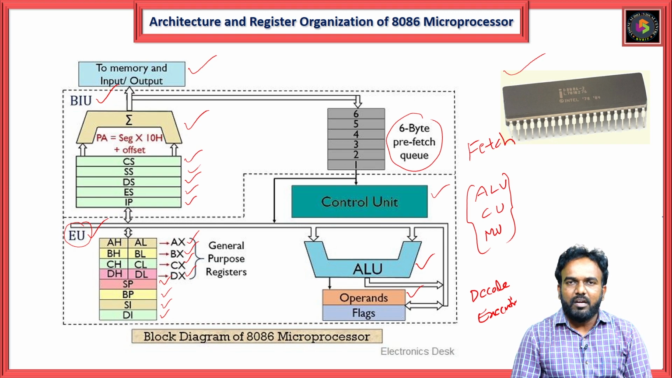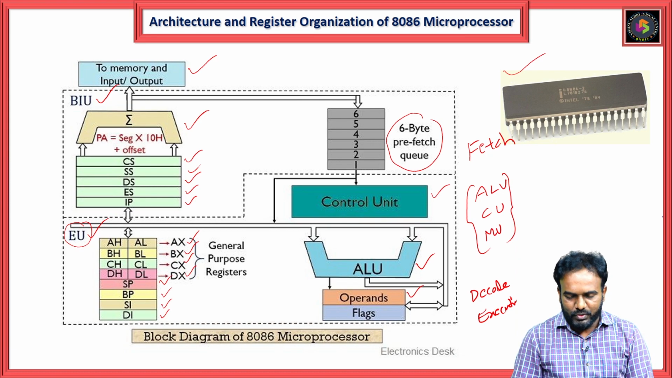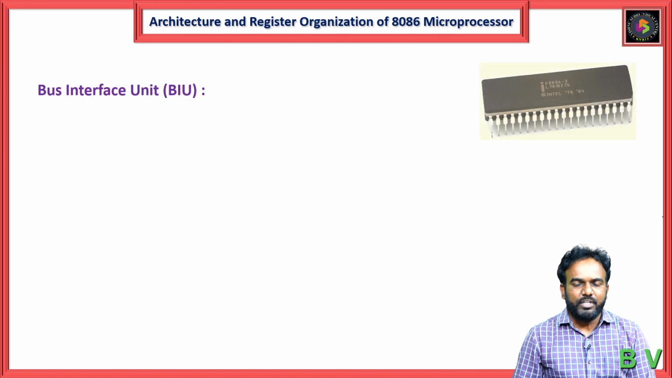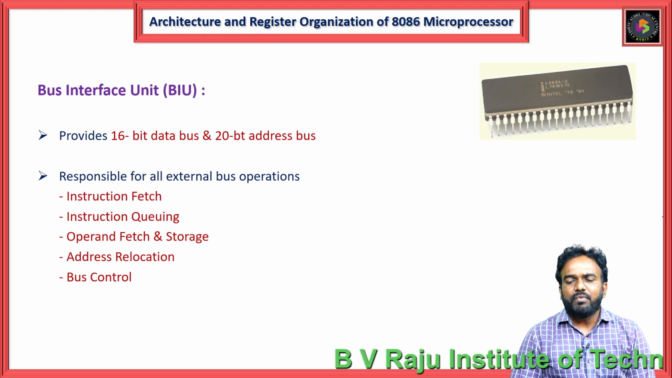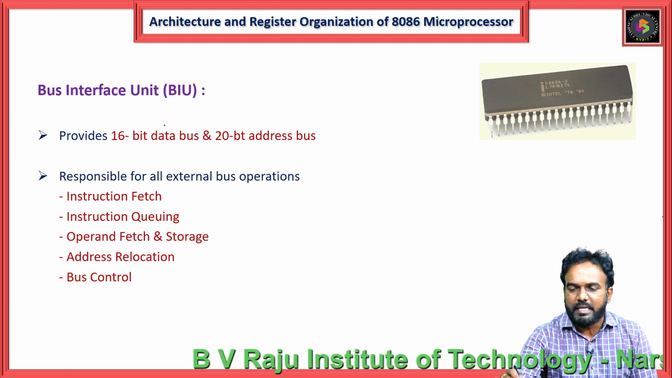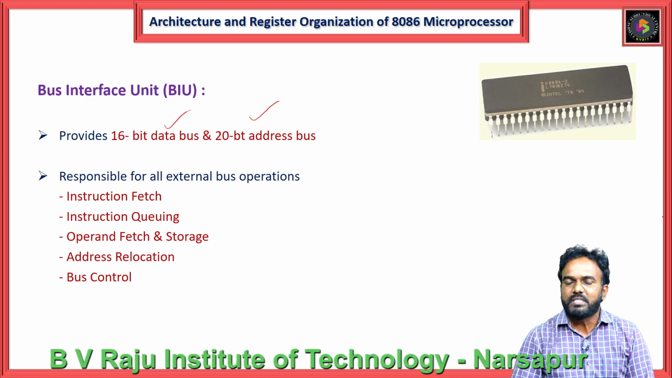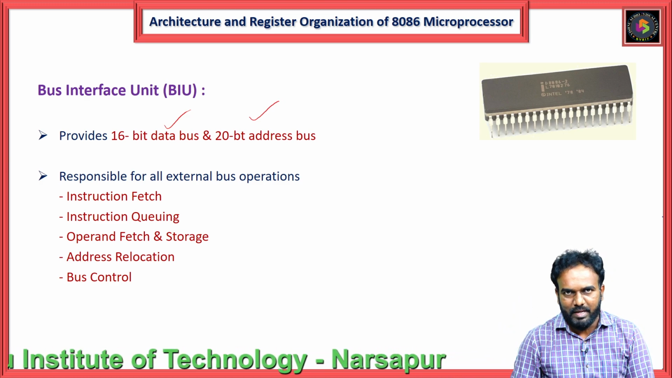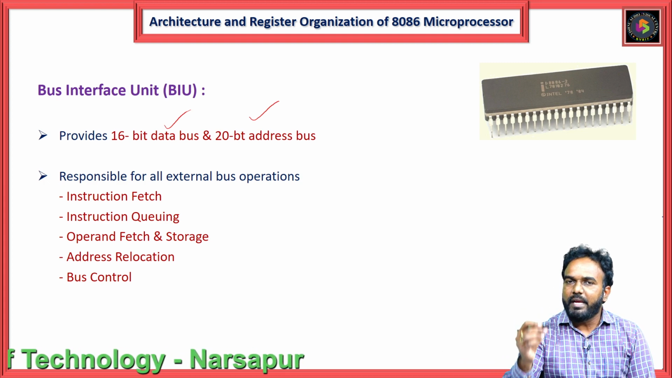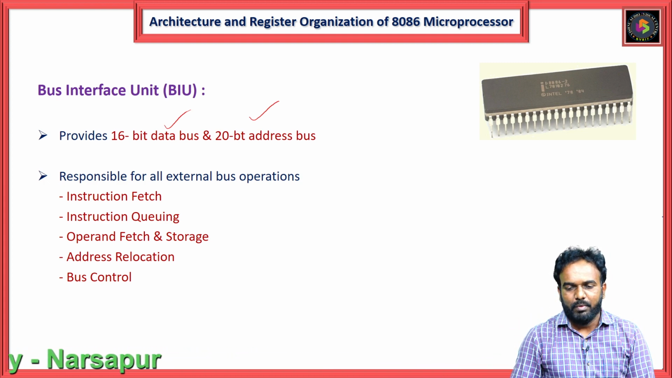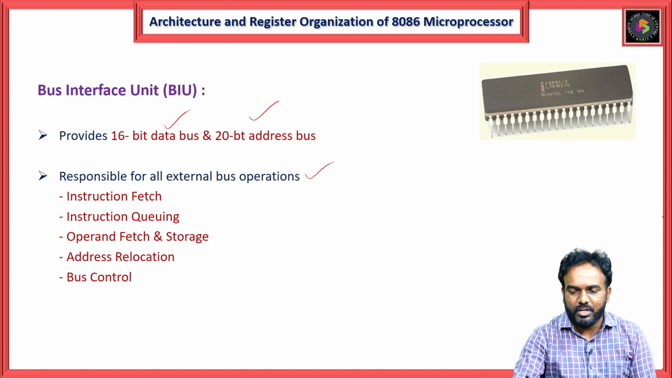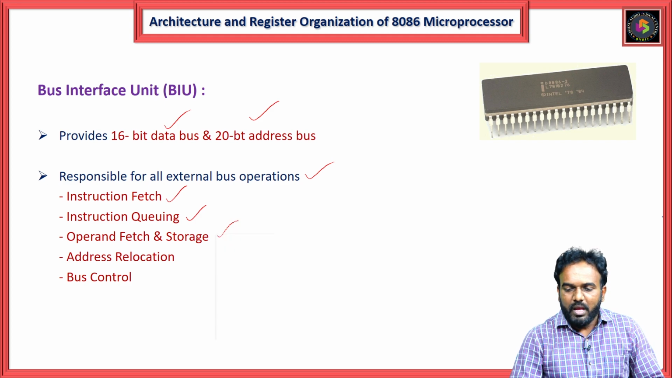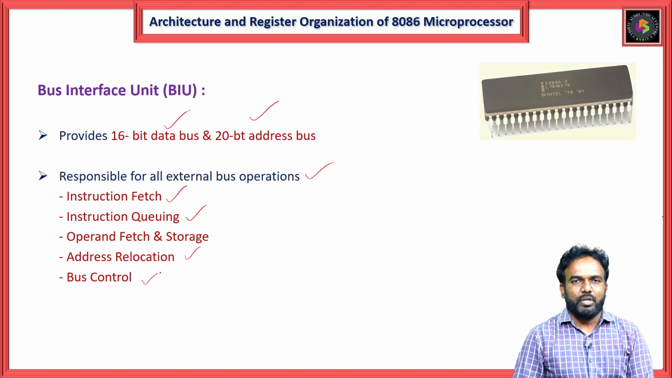Now let's see in detail the operation of the bus interface unit and execution unit. Here, this is the bus interface unit. Now we'll check its main responsibility. The bus interface unit provides the 16-bit data bus and a 20-bit address bus. That means D0 to D15 data lines are available to transfer the data, and A0 to A19, 20 address lines, are available. It is responsible for all external bus operations: instruction fetching, instruction queuing, operand fetch and storage, address relocation, and bus control.